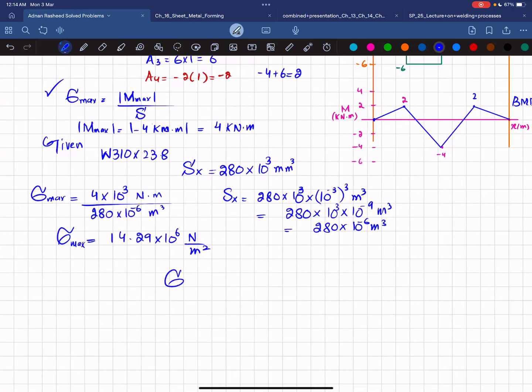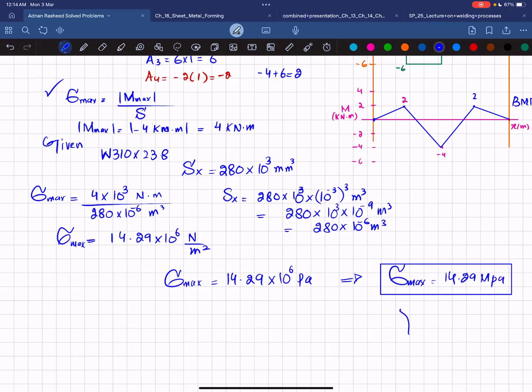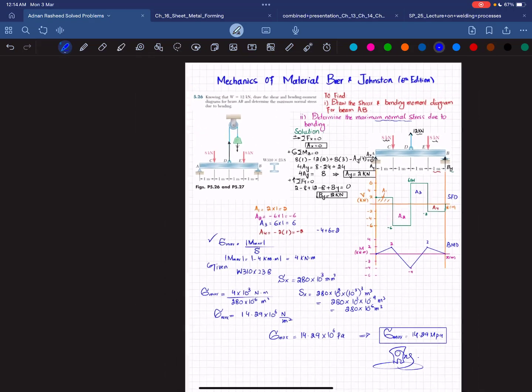So the maximum bending stress in Pascal will be 14.29 into 10 to the power 6 Pascal, because Newton per square meter is Pascal. And if you want to convert this into megapascal, the maximum bending stress is equal to 14.29 megapascal, which is the answer of our second part. And that is all about this problem 5.26.